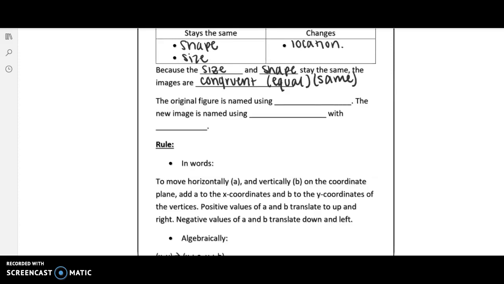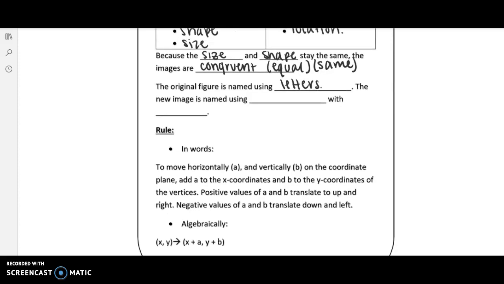All right. So the original figure is named using letters, just like when we were doing triangles, we would call a triangle ABC. Same thing with the shape, we use letters to name it. The new image, after we slide it across the coordinate graph, we still use letters to name it, because now there are two shapes on there. We also use something called a prime, and this is just an apostrophe next to the letter.